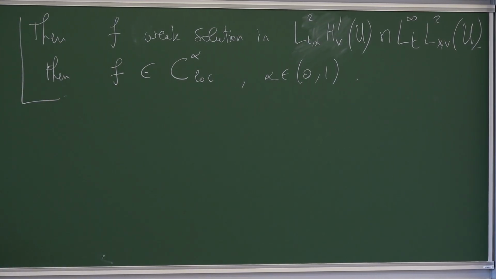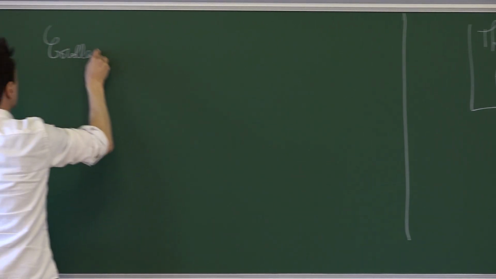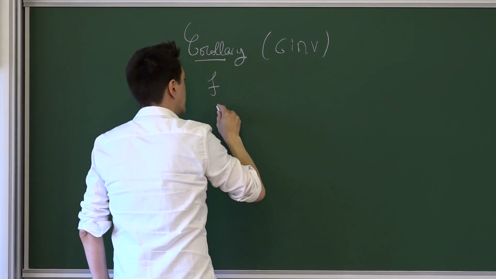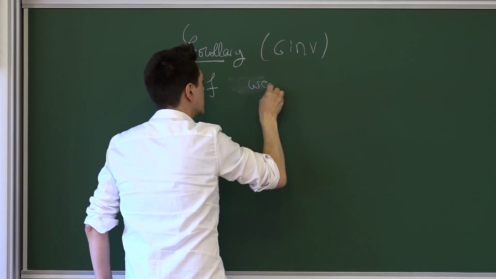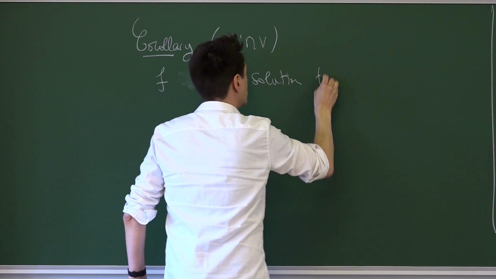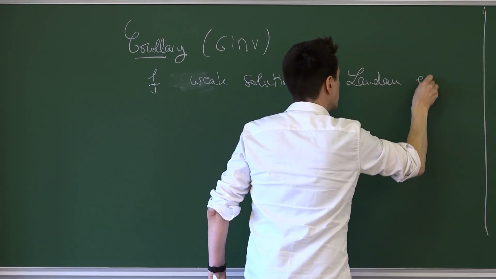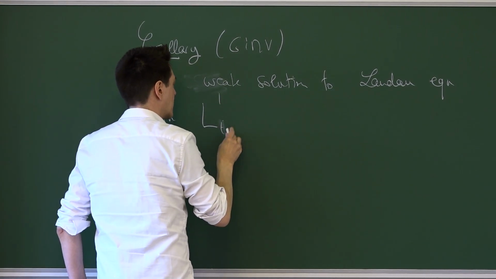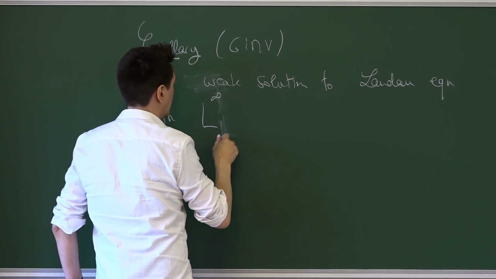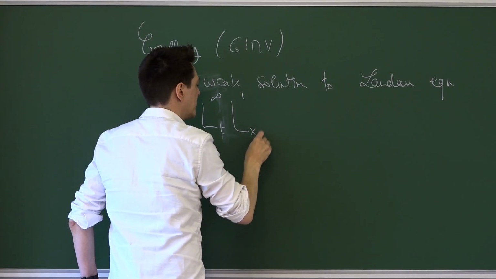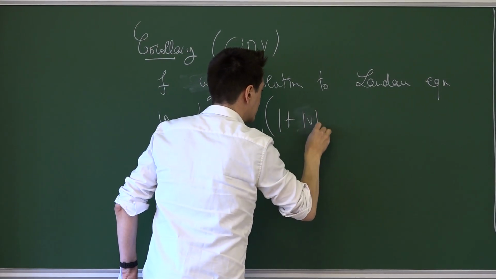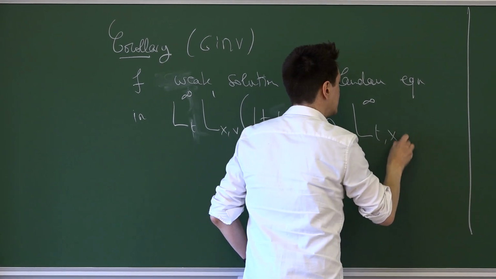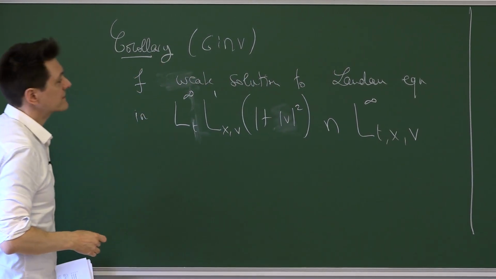And as a corollary, which is detailed in the same paper, we obtain that if F is a solution, of course, it's always a weak solution I'm talking about, a weak solution to the Landau equation, in... so I want F to be L1 in Tx, L infinity, what will I put? L infinity in T, L1 in xv with weight 1 plus v squared. This is the mass and the energy. And I'm going to put something very strong, L infinity in Tx and v. I'll explain in a second why I'm using that.